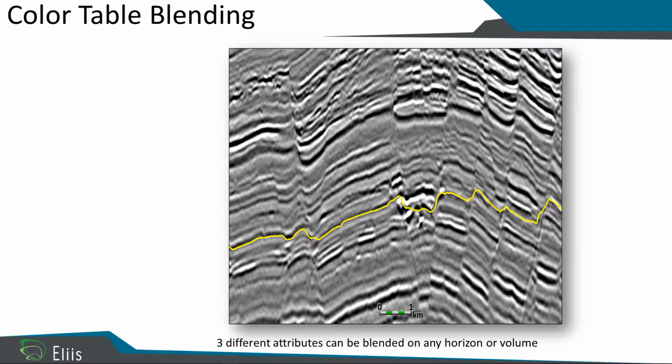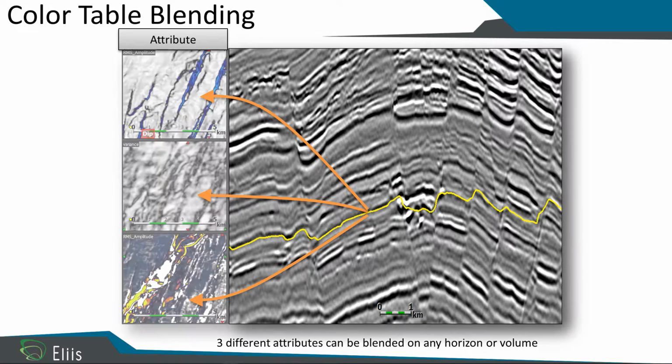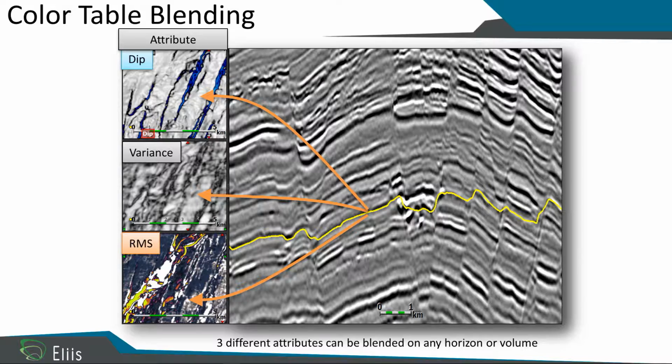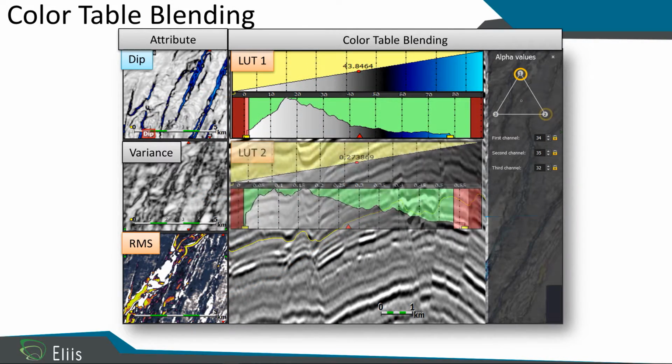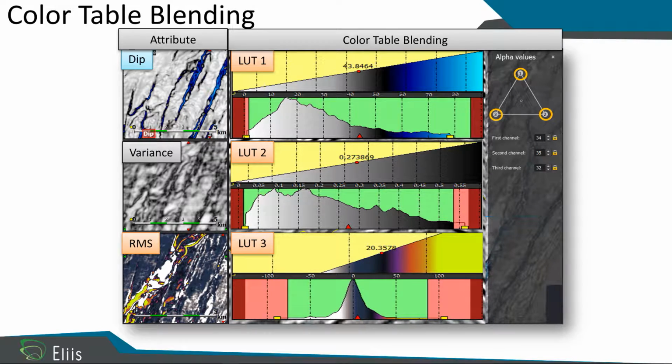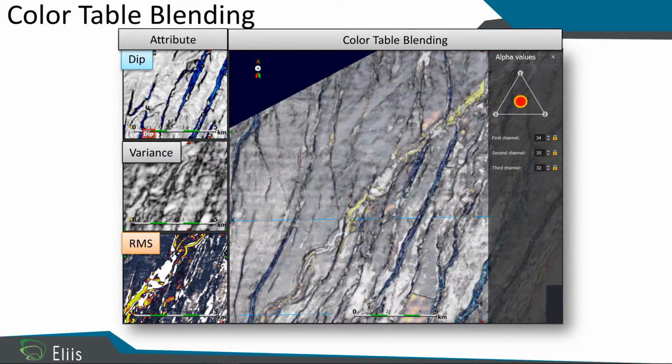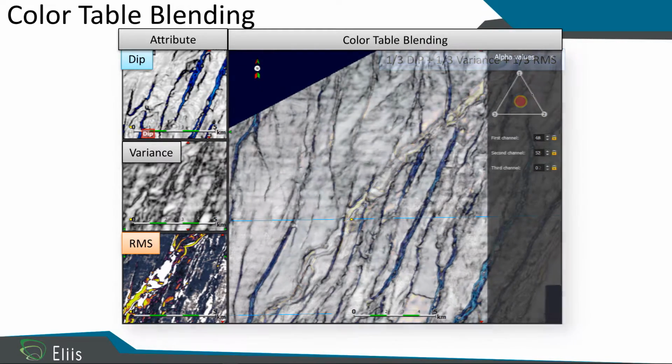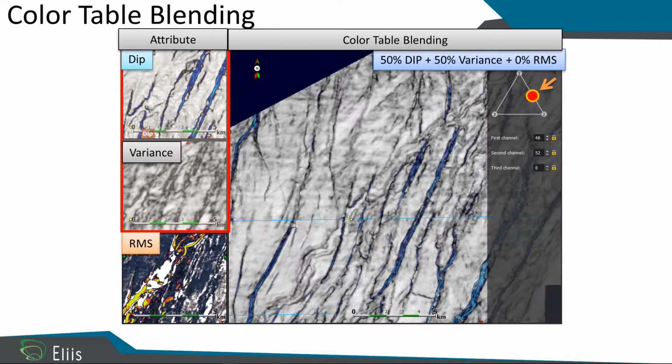Also, as a last option, we can blend 3 different attributes like the dip, the variance, and the RMS in the same table to do a blending between 3 different attributes with the custom color bar. You just have to customize the color bar for each attribute, and then I can blend my 3 different horizon stacks on the same viewer. For example, in this case, I just blend the dip and the variance.